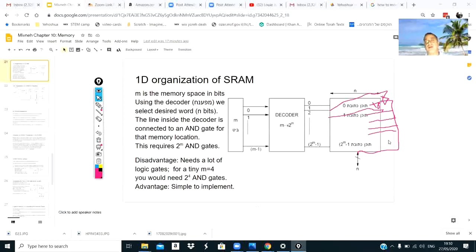Okay, it should be clear. I think that's pretty clear. We'll see another example and it'll get even clearer.